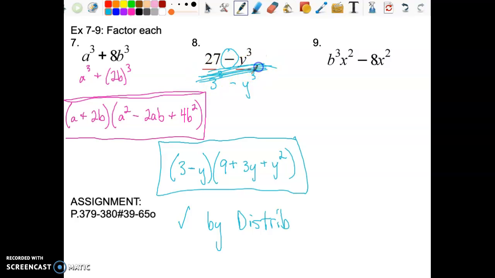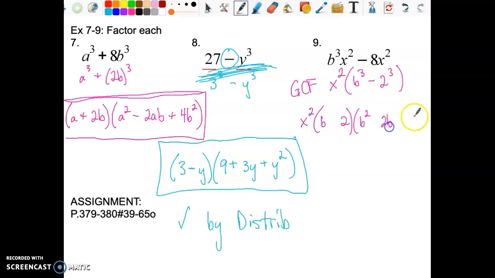If you distribute it out, everything will cancel, and you'll get down to this piece up here. And then we just have one more twist, which is a greatest common factor. It's exactly what happens here, x cubed, and then b cubed minus 2 cubed, because 2 cubed is 8, and we factor out that x squared. So don't forget about that x squared in front, but then you can write b minus 2, b squared, 2b, and then 4, because 2 squared is 4. Same sign, opposite sign, always positive. And if you FOIL that out, you will get back to the original problem.